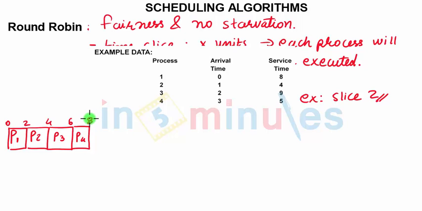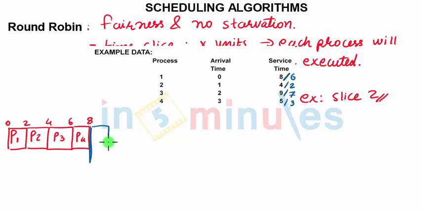Now if we try to understand when we execute this way, what has happened? Out of 8, 6 is left. Out of 4, 2 is left. Out of 9, 7 is left. Out of 5, 3 is left. So for the next round, this is where the first round gets over.